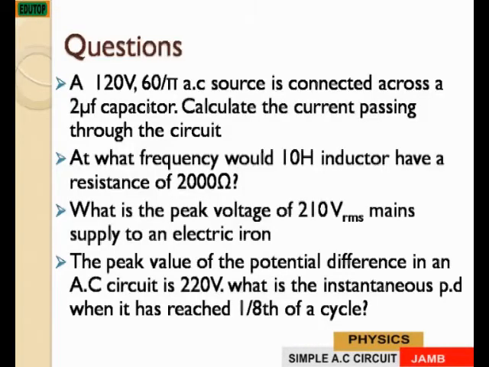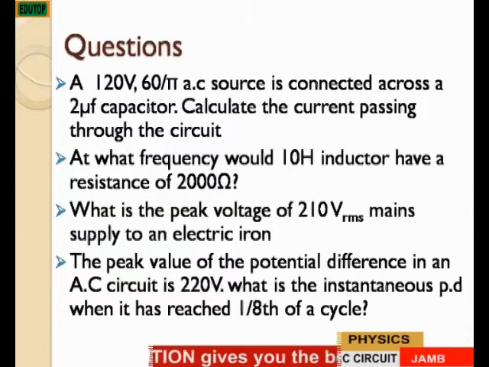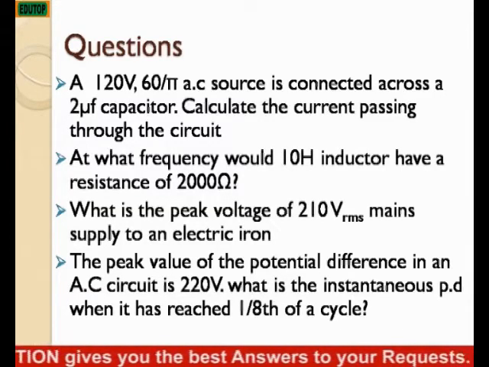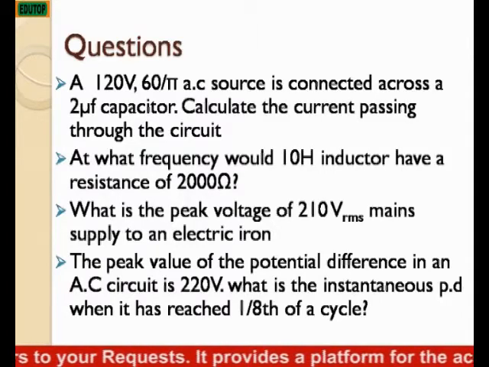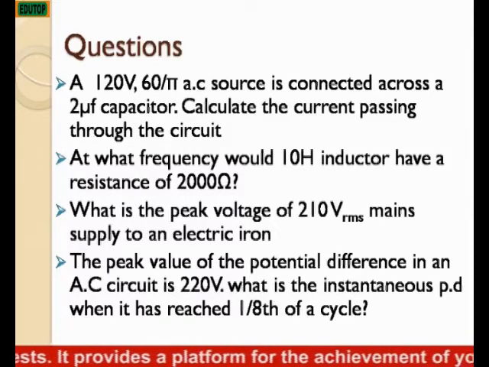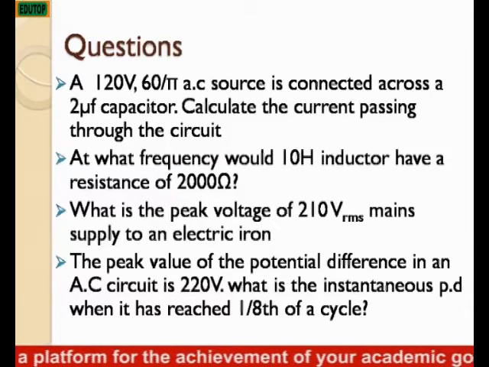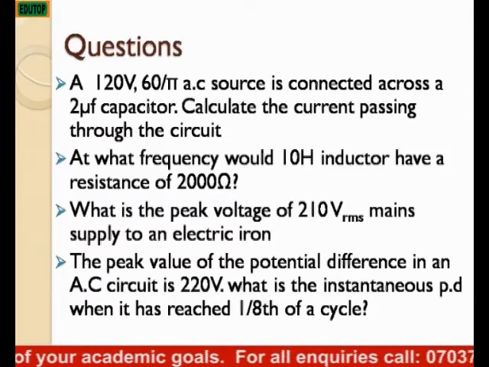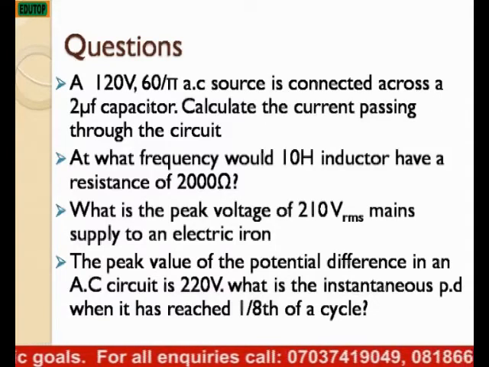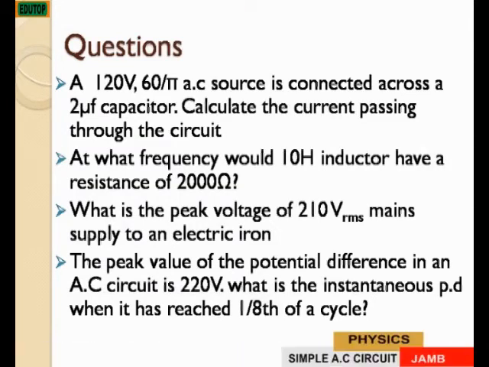Question number 7. The question says, at what frequency? That is to say, we are calculating for frequency. At what frequency would a 10 Henry inductor have an inductive reactance of 2000 ohm? We just write 10H, but I've told you that the unit for inductance is henry. Once you see the word reactance, they are referring to inductive reactance, which is 2000 ohm. Those are the parameters we are given in that question.